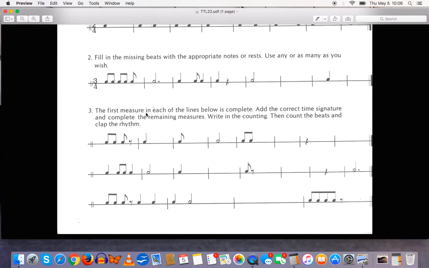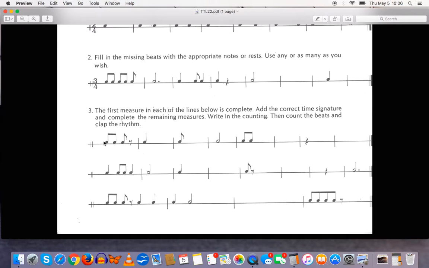Let's see what this says. The first measure in each of the lines below is complete. So this is complete, this is complete, this is complete. You're going to want to add the correct time signature and complete the remaining measures. Write in the counting. Then count the beats and clap the rhythm.